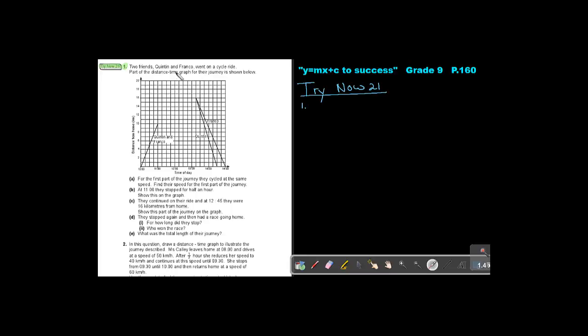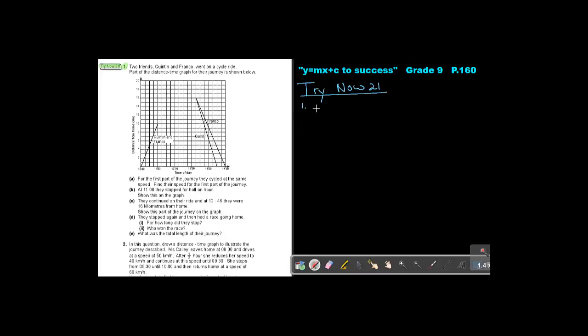2 friends, Quentin and Franco, went on a cycle ride. Part of the distance time graph for their journey is shown below. There's Quentin and Franco, both on the same speed. And then nothing, and there's back home. So we have to read this question. For the first part of the journey, they cycle at the same speed. Find their speed for the first part of the journey.